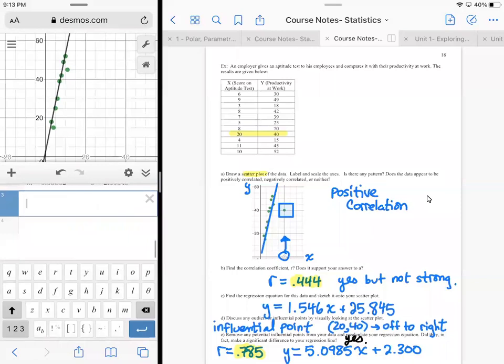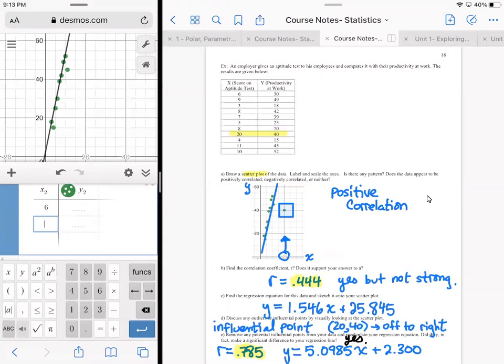So I'm going to just do a plus table. I'm going to type in the 6, the 9, and so on. I'm going to type in everything except for the 20, all right? We don't want the 20 because that influential point should have never been there. So we were told to remove it, so we removed it.